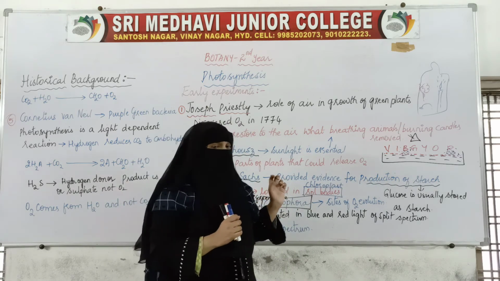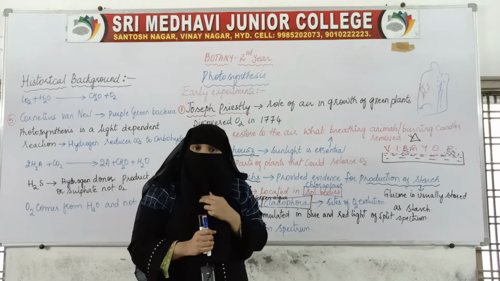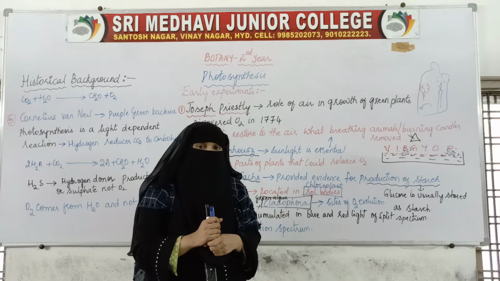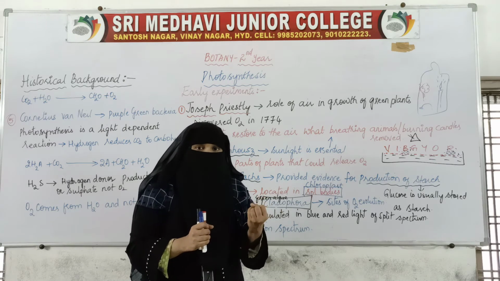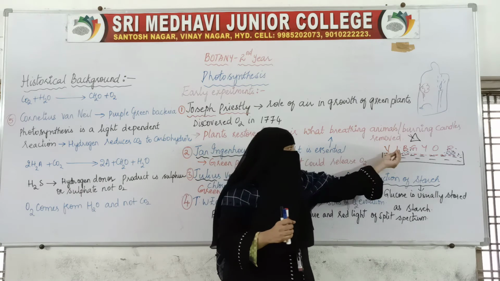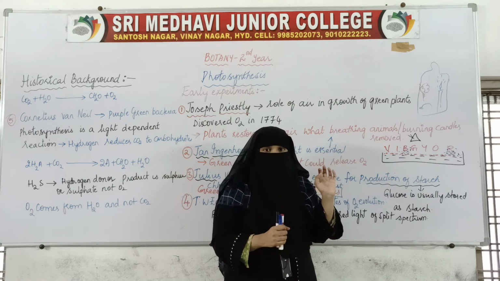Okay, so where did this bacteria accumulate? In the blue region and the red region. Why did they accumulate? Why are they called blue-green bacteria? Because they have chlorophyll. Because of the chlorophyll, when they got the specific light of wavelength, they performed the process of photosynthesis.